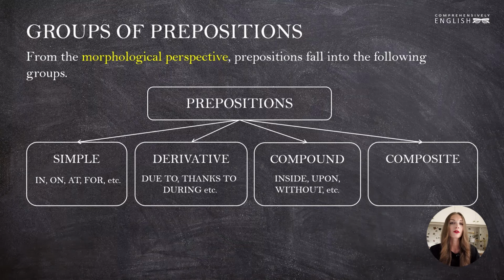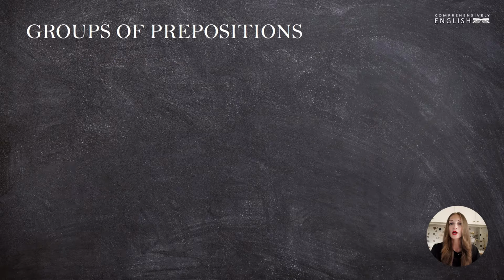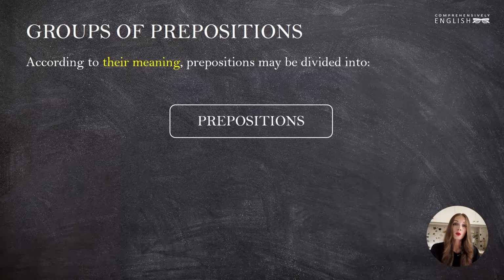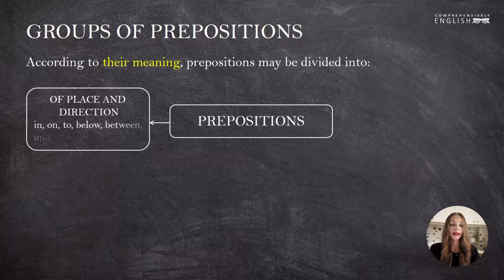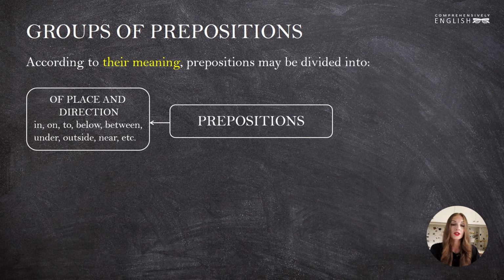And finally, we have composite prepositions. These are because of, in front of. These are those prepositions that consist of several little words. Now, according to their meaning, prepositions can be divided into many different groups. First of all, we have prepositions of place and direction. These are in, on, to, below, between, under, outside, near, and so on. This is the most numerous group of prepositions.